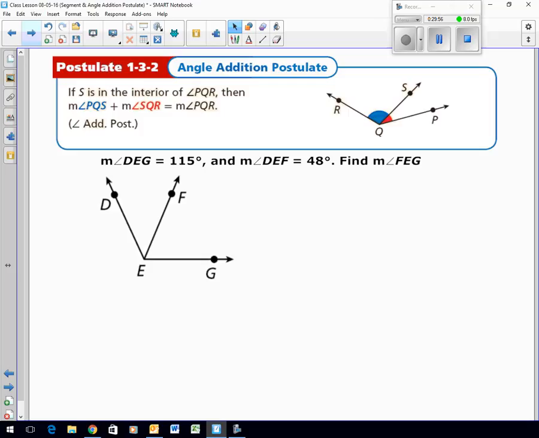All right. Let's look at it in context. Check it out. The measure of DEG is 115. The measure of DEF is 48. Find the measure of angle FEG. Let's back up. Okay, let's back up. I've given you a partial picture, so you don't have to draw the whole thing yourself, right? All right, let's add in this information that's key.